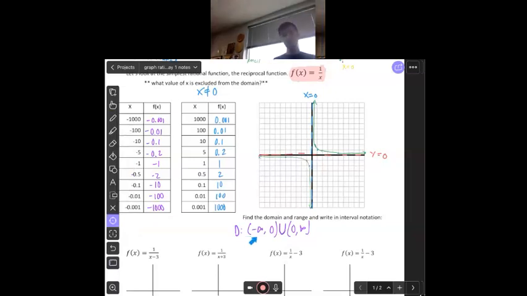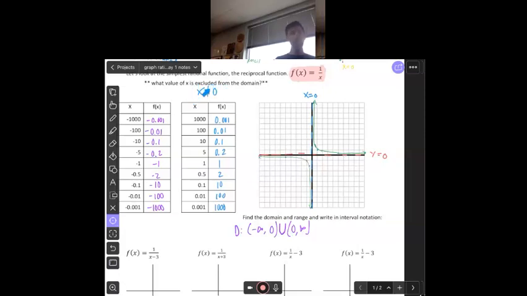Domain is about the inputs. What numbers can we put in? This is saying we can plug in numbers that are less than 0, or I could plug in numbers that are greater than 0. There's an implication there. If I can plug in numbers that are less than 0, or I can plug in numbers that are greater than 0, I'm implying I can't plug in 0.